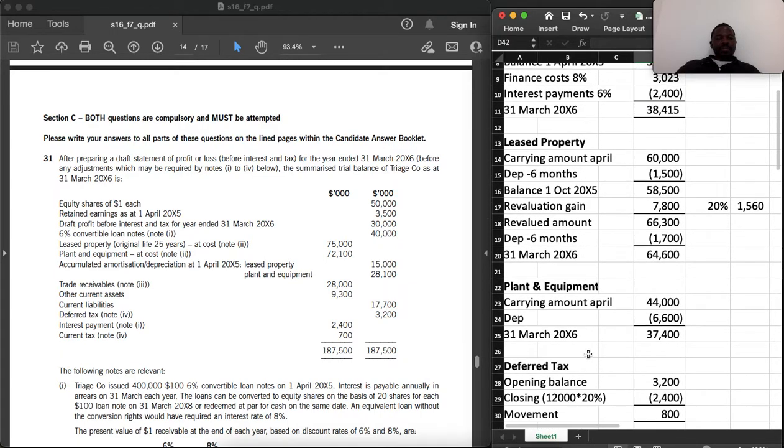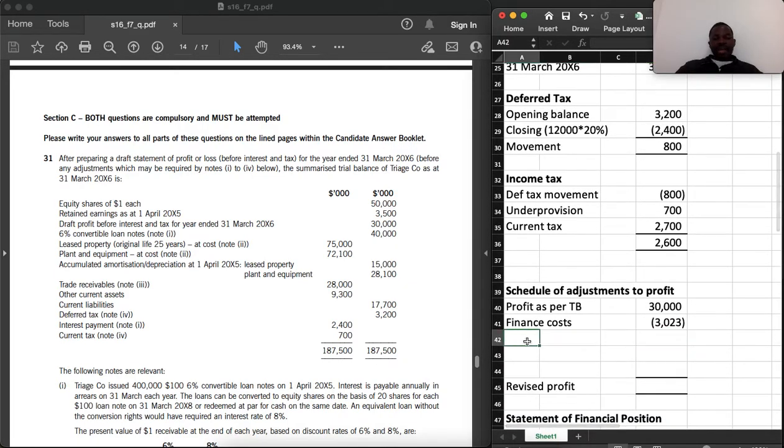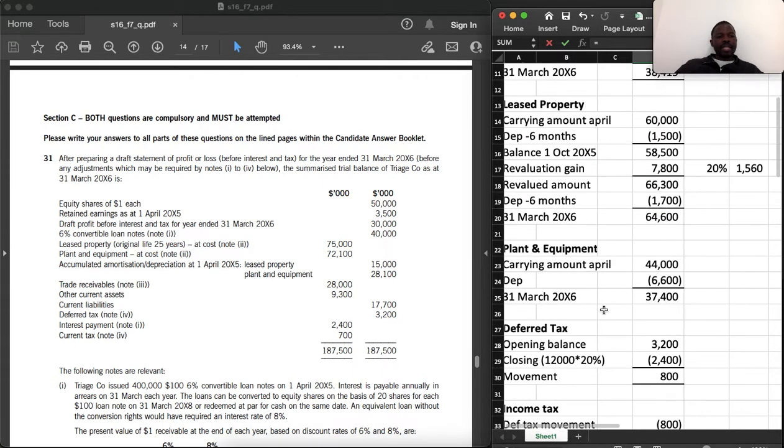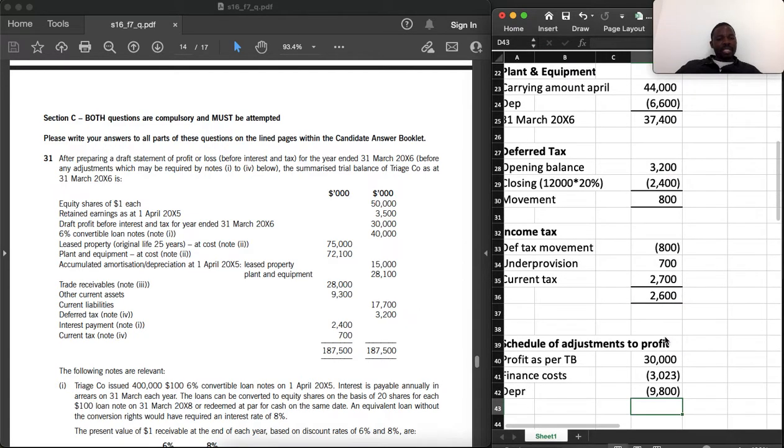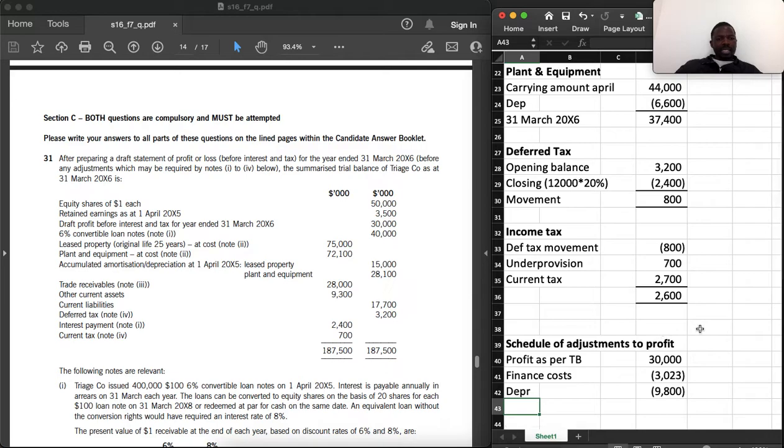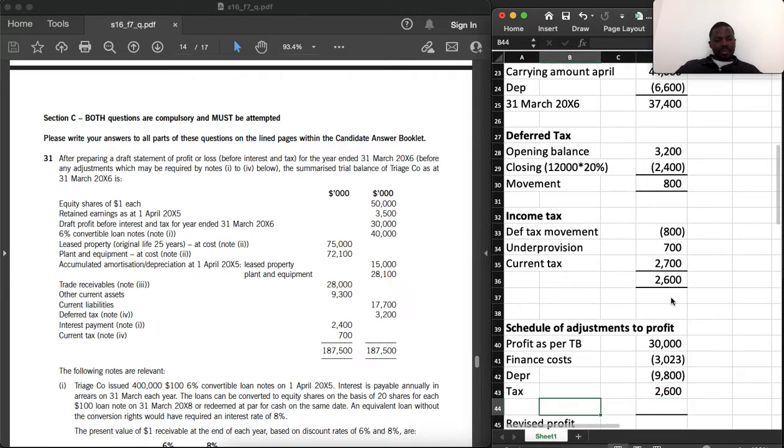Then we now need to adjust our depreciation. Our depreciation will say 1.5 for the first year, half, plus 1.7 plus the depreciation for the plant and equipment. We get that figure. Then our tax is 2.6. Then we go back to note number 3.